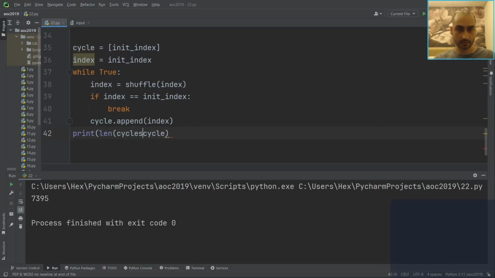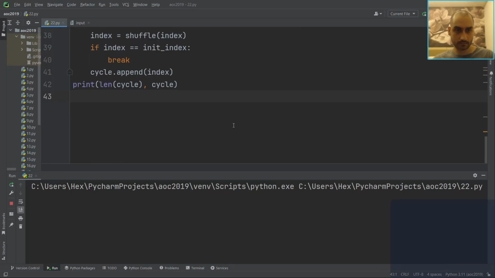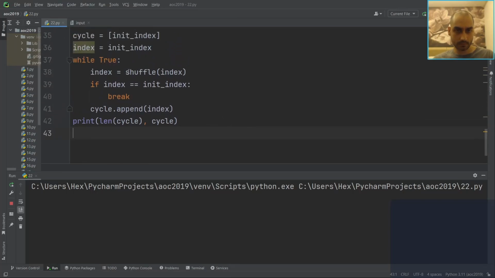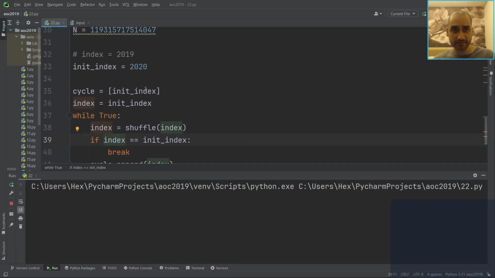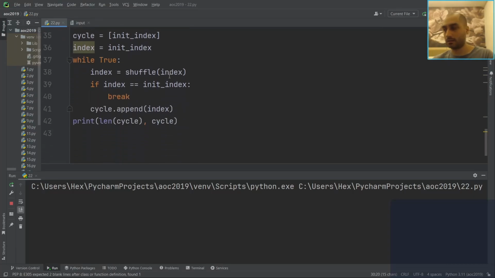How big is this cycle? Taking a while. It definitely terminates, but it could terminate anywhere from a small number to that massive number, and that massive number is too massive, so I don't know what we're going to get here.